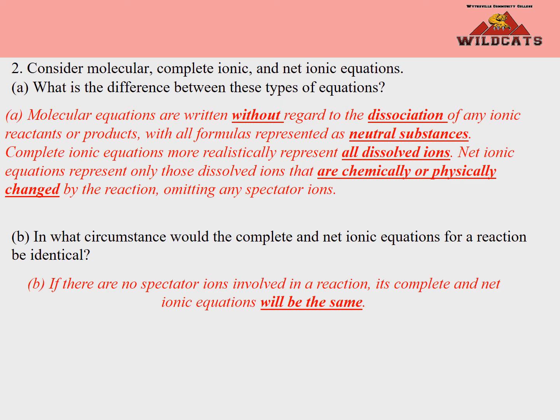Complete ionic equations more realistically represent the dissolved ions, so we'll separate them out. And in a net ionic equation, they represent the dissolved ions that are chemically or physically changed, or those that are acting. And what we'll eventually do is we'll omit spectator ions. Okay, and in what circumstances would the complete net ionic equation for reaction be identical? If there are no spectator ions. And we'll go into that in a little bit more detail in a couple slides down the road.